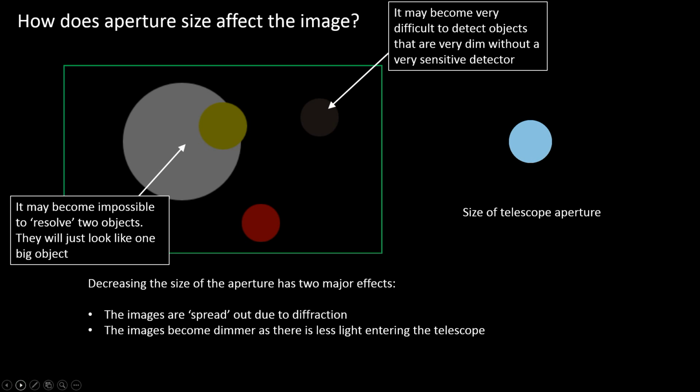Okay, so that's diffraction and its effects on telescopes. Hopefully that's been useful for helping to understand the reasons that we need large apertures.